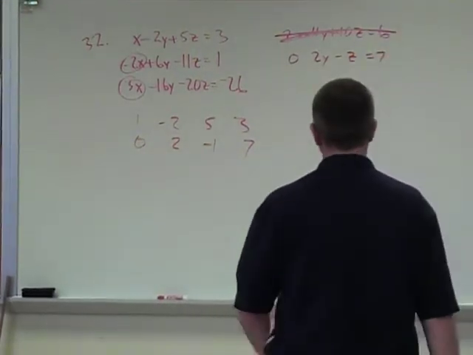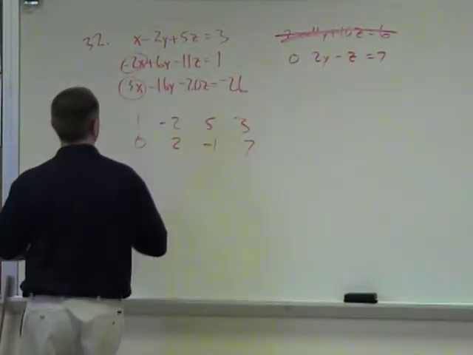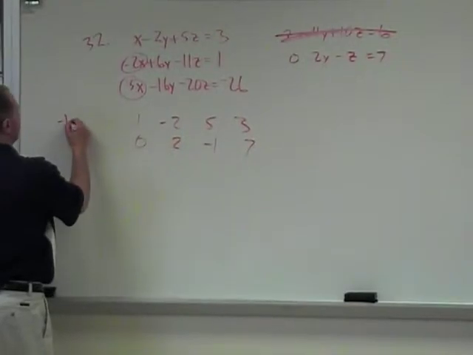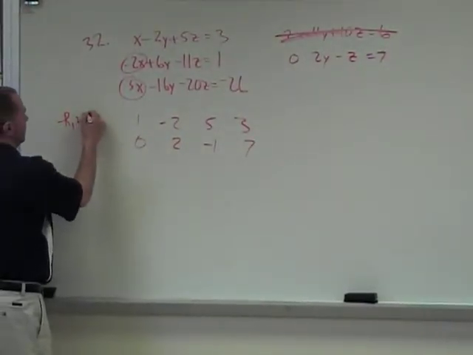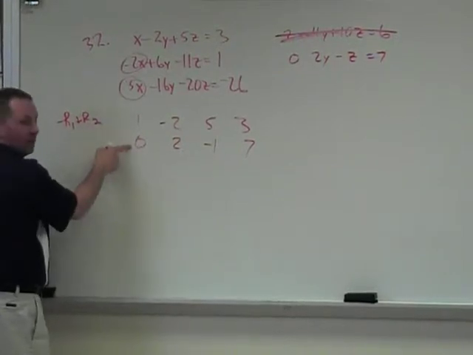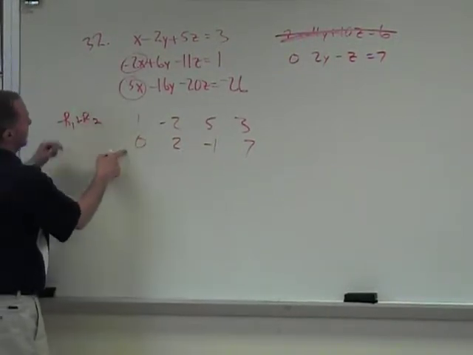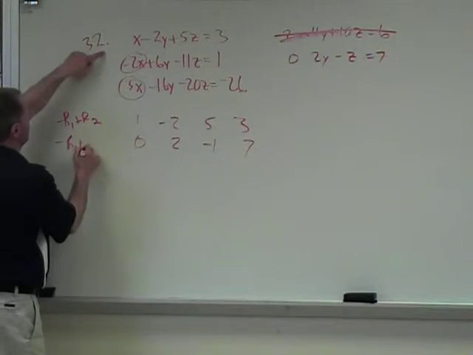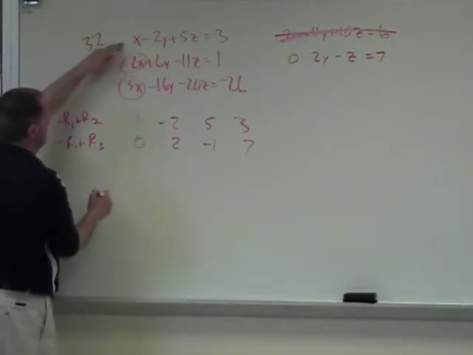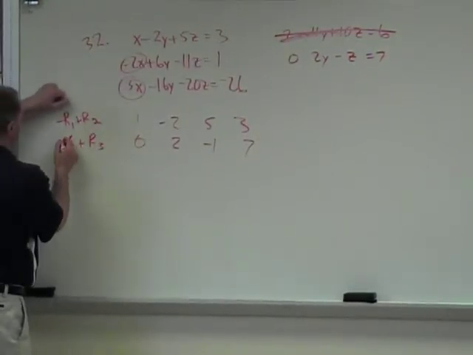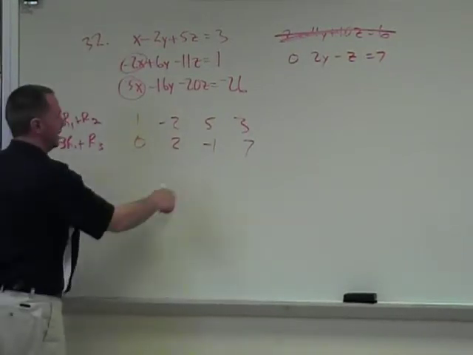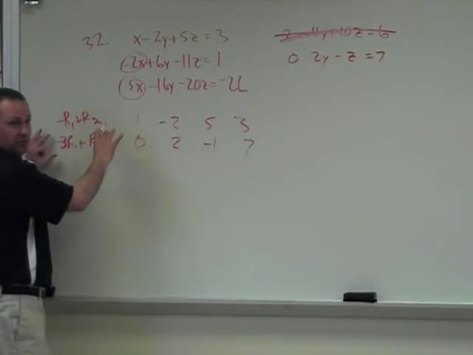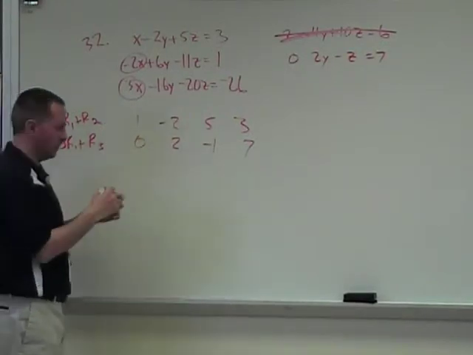So when you look in your answer book, you're going to see stuff like this. Negative row 1, meaning negative 1 times row 1, plus row 2. That's what I did there. Now I'm going to take negative 3 times row 1 plus row 3, and write that down. You can do 2 steps at once. Okay? Save some time.